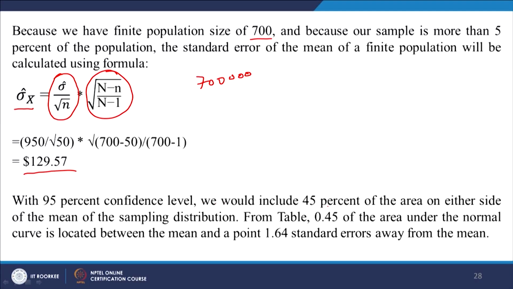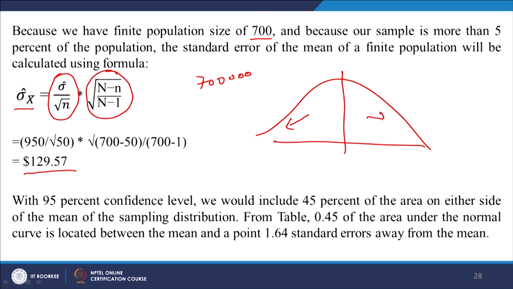To calculate the interval. So, with 95% confidence level, we would include 45% of the area on either side. That means, since it is two tailed, we do not know which side, so it can go either this side or this side.